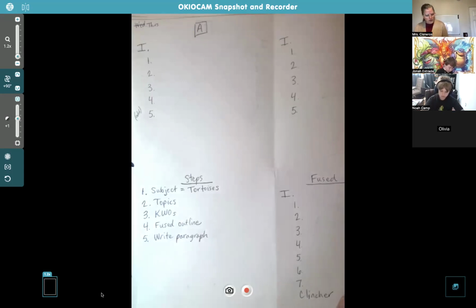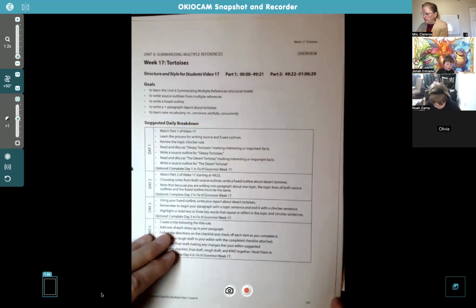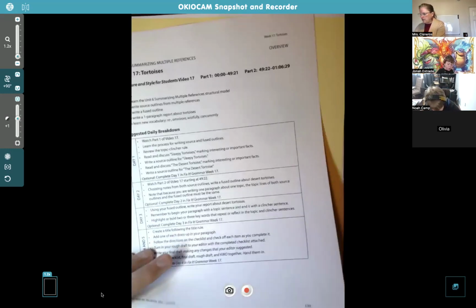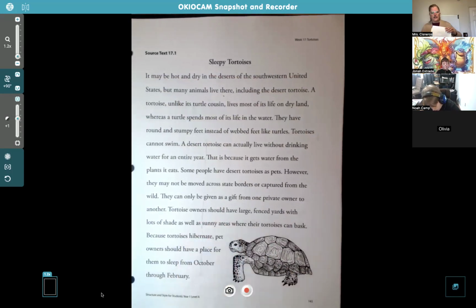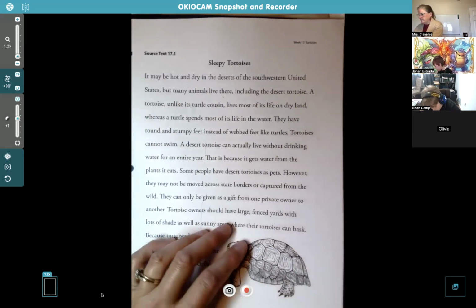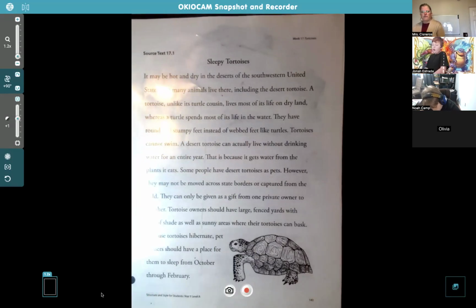Okay, now that we got the steps down, let's look at the first article. That's going to be on page 143, this one. It's called Sleepy Tortoises. So go to that page, put this away, and get out your binder. Okay, sleepy tortoises.